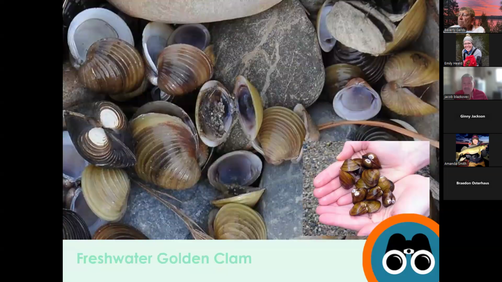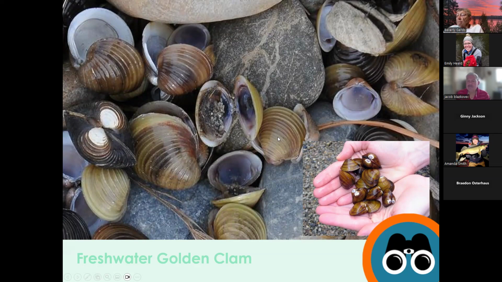And then the last one I want to show you is the freshwater golden clam. This is our last aquatic animal here. They're usually about an inch and a half, about the size of a quarter, but if they're younger, they'll be smaller. They're called the golden clam because they have that yellow color. They're a yellowish green to brown in color on the outside, and then the inside is a light purple to a white.